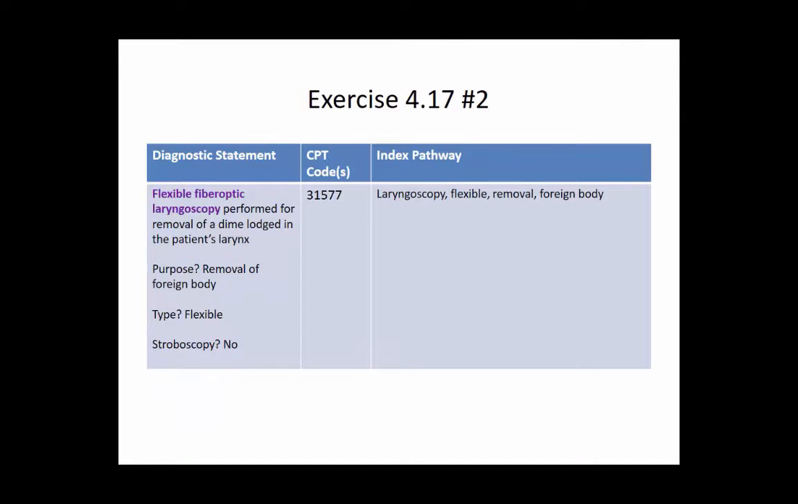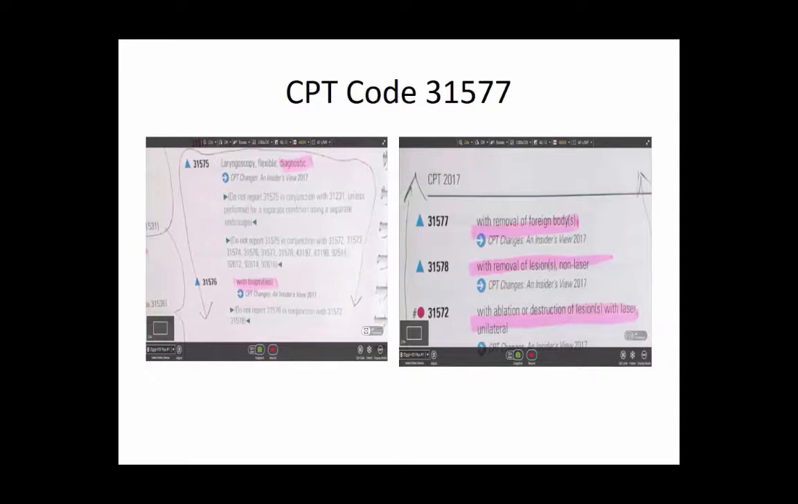So here we have the code, the path that was used, and here we have the parent code on the left, so you can see where that came from, and the final code, 31577, on the right. You see the parent code is laryngoscopy flexible diagnostic at 31575.